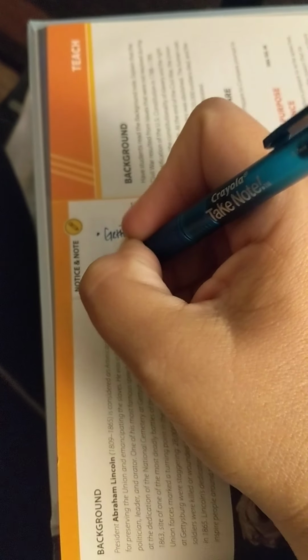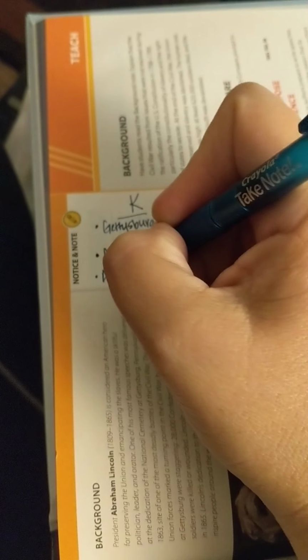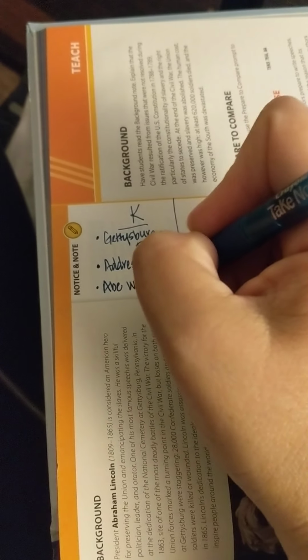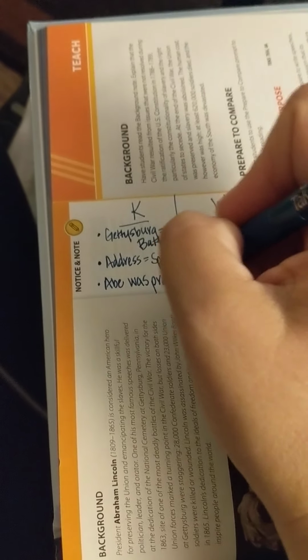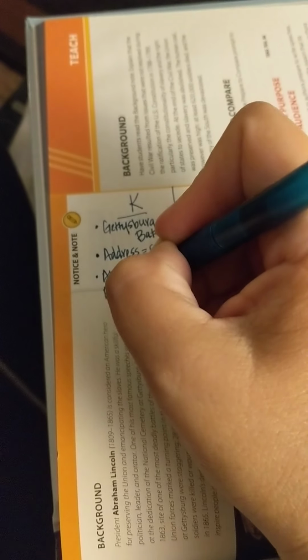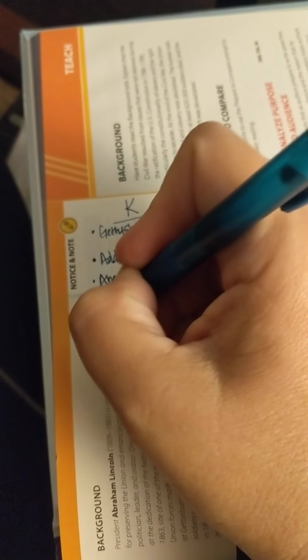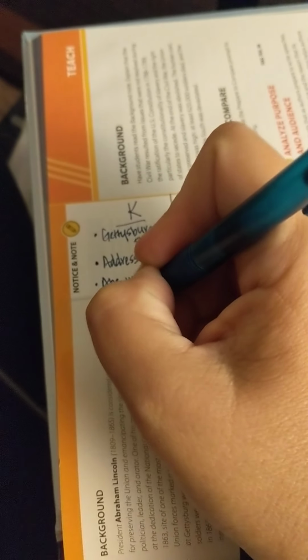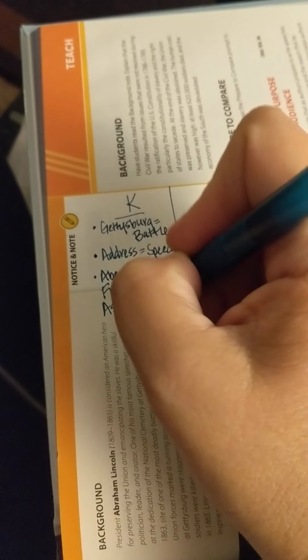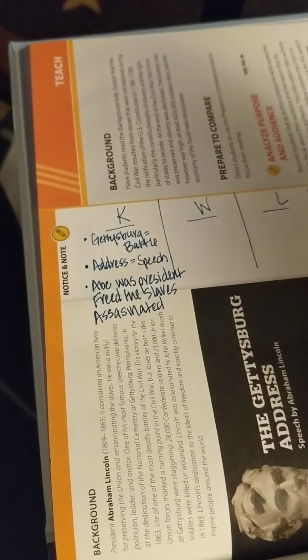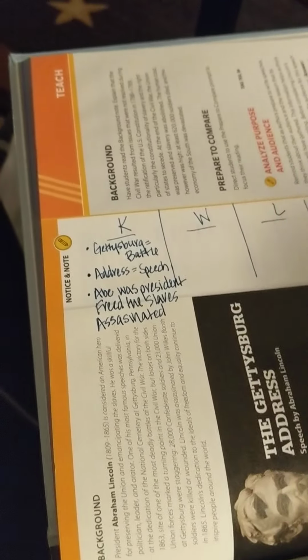And then I do know some things about Abraham Lincoln. I know he was president. And I know he freed the slaves. I know he was killed or assassinated. And I may know some more things. If I can fit them on here, I'm going to put them on there, okay?